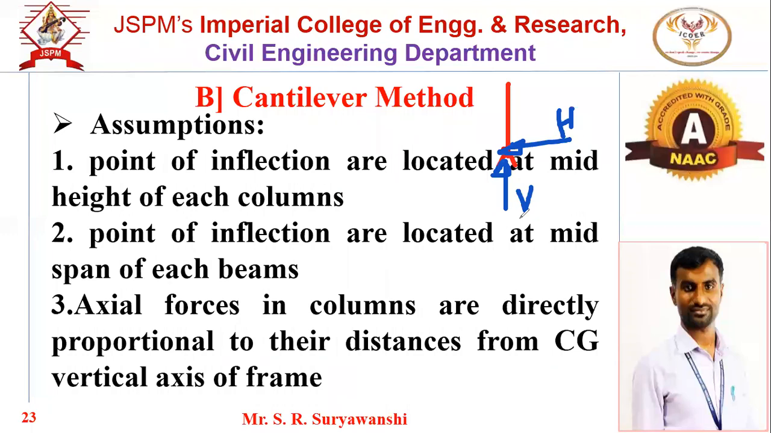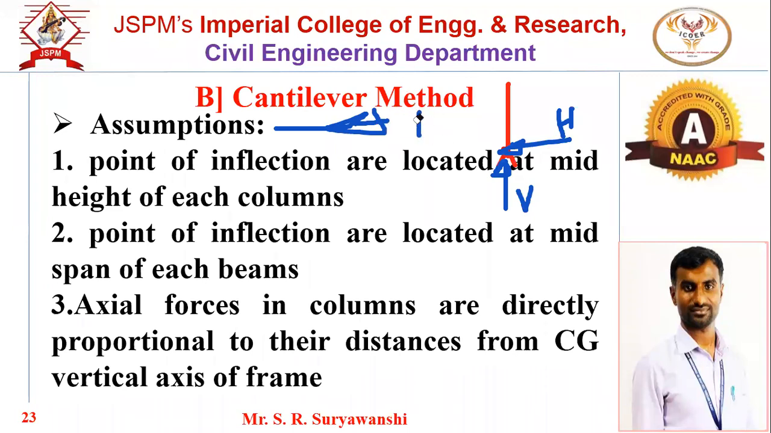Vertical force in a column will be the axial force, the force acting along the height, or we can say the length, of that particular member. That will be the axial force. In case of a beam, the horizontal force will be the axial force. In a beam, the horizontal force will be the axial force.